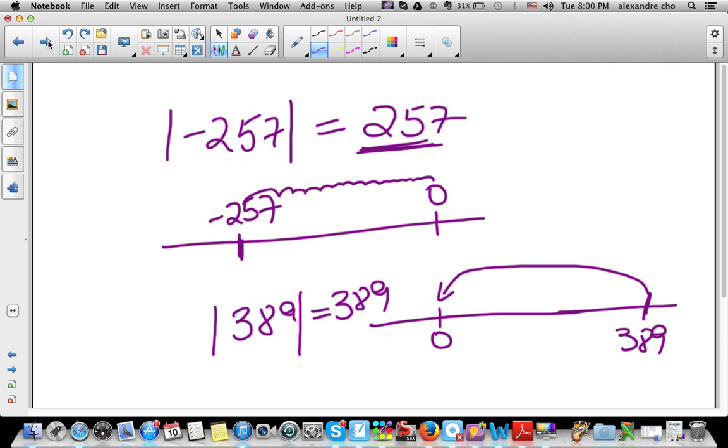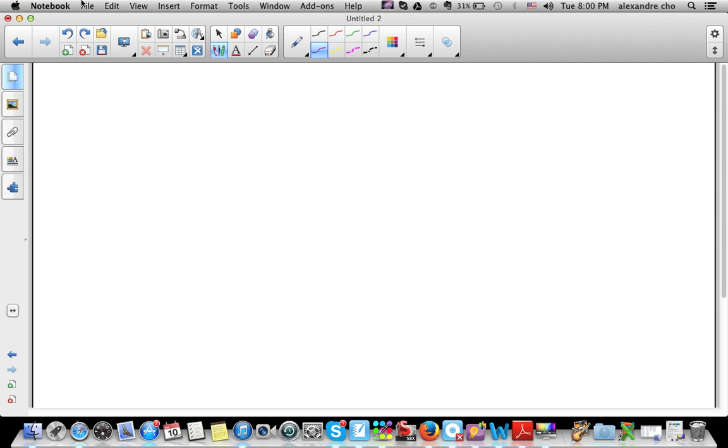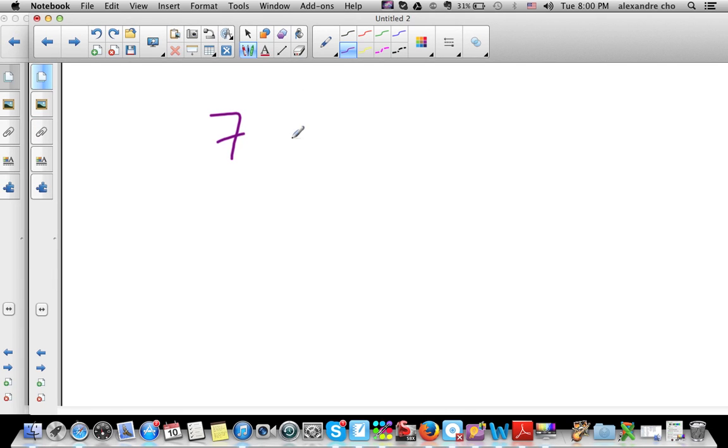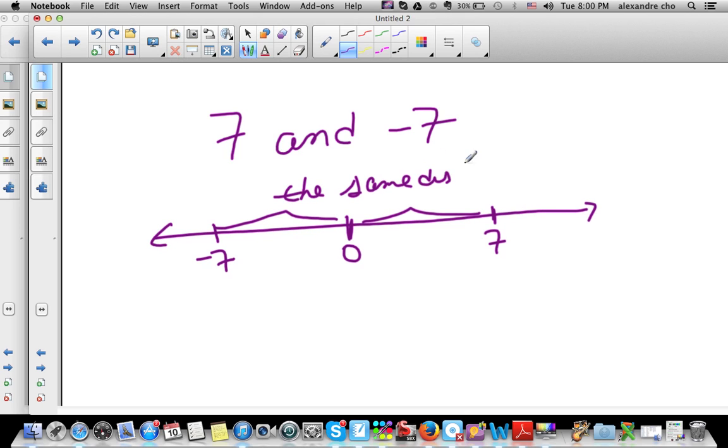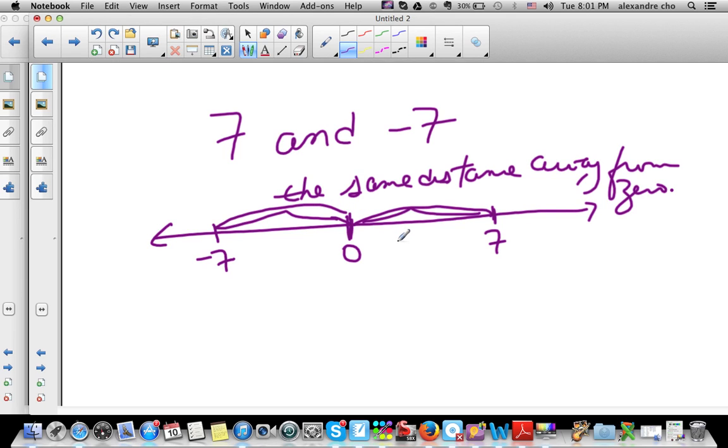We talked about opposites as well. Two numbers are opposite, 7 and -7 are opposites of each other. I know everybody knows they're opposites, but the reason they're opposites is because 7 is over here, -7 is over here, and this distance right here, and this distance right here is the same. Same distance away from 0. Okay, it takes them 7 steps to get to 0, and this guy takes 7 steps to get to 0. So they're equally just as far away from 0. Okay.